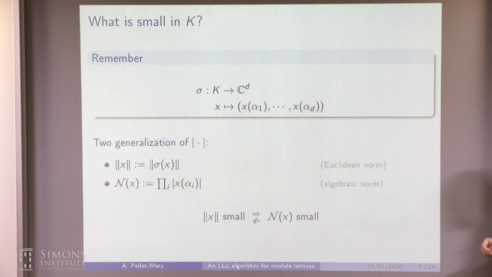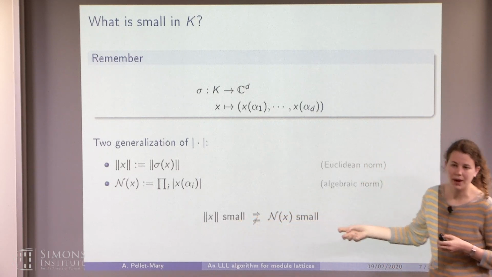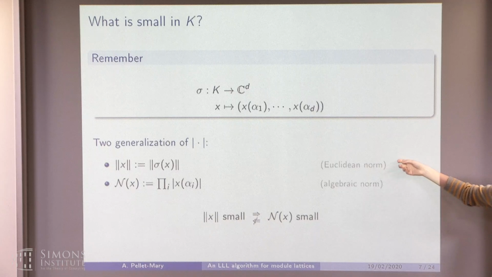So this gives me the intuition that it's better to control this norm because it always implies controlling the other one. So it's usually easier to work with the Euclidean norm rather than the algebraic norm. I'm going to come back a bit to that later.